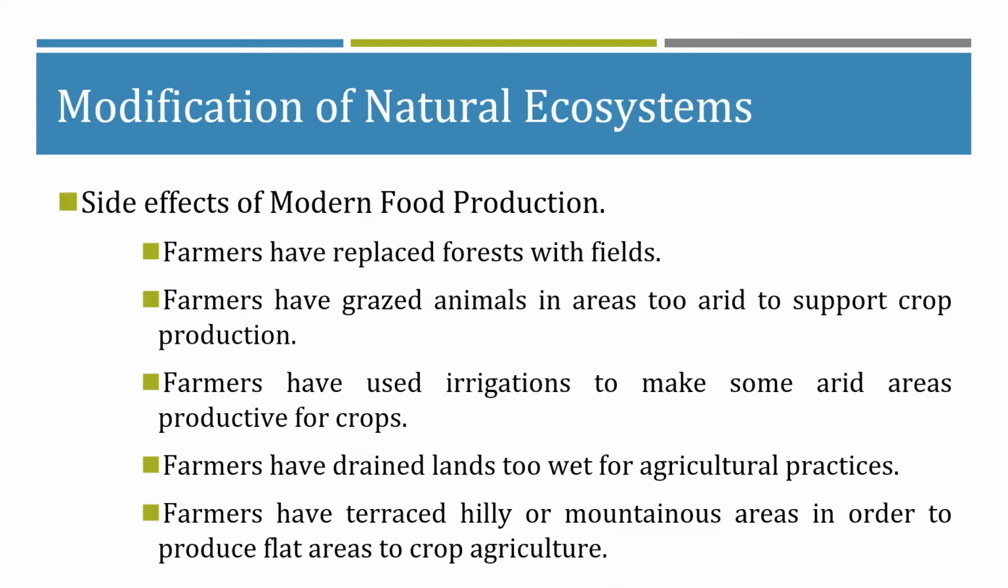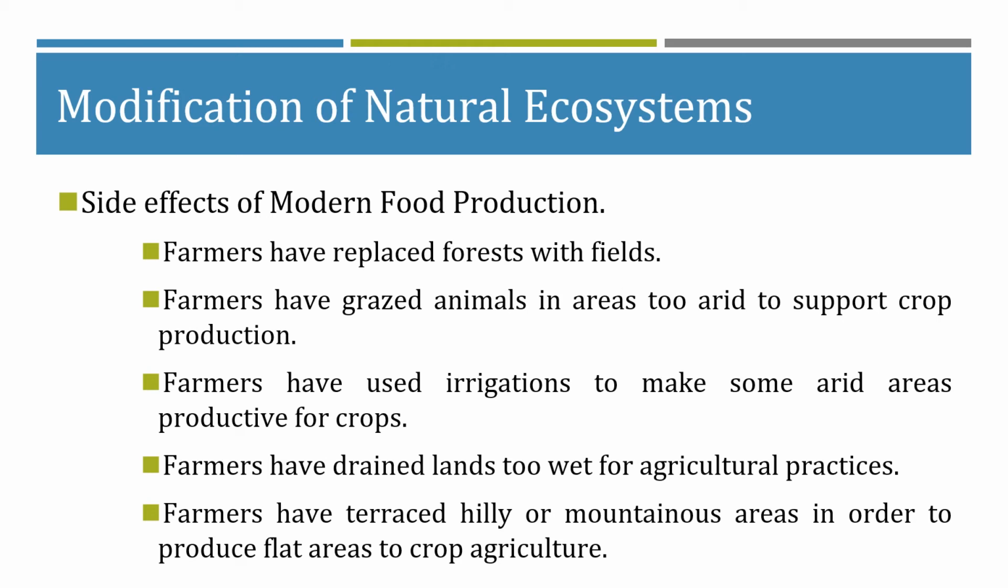There really has not been anything that has altered the natural environment more than agriculture in terms of land use. And so there's a lot of side effects to our modern food production, including farmers have replaced forests with fields. So we've seen a lot of clear cutting of forests. And in fact, the number one reason for cutting down the rainforest is for agriculture, for cattle ranching and things like that. Farmers have also grazed animals in areas that are too arid to support crop production. And this overgrazing of these semi-arid lands actually creates more deserts.